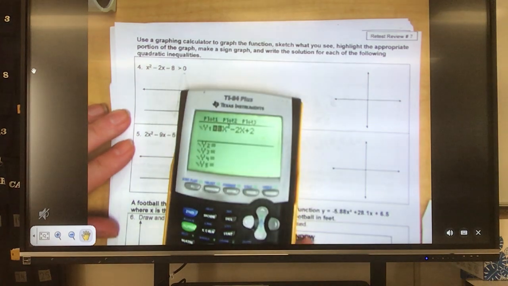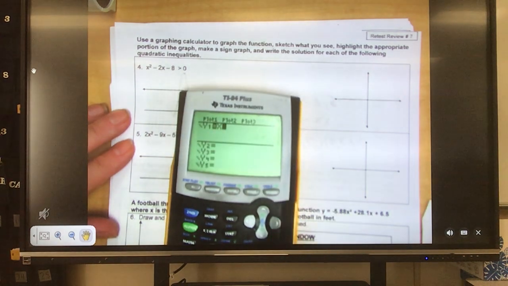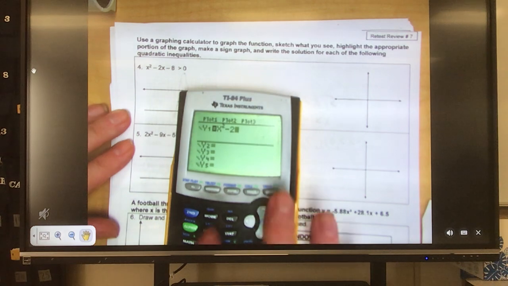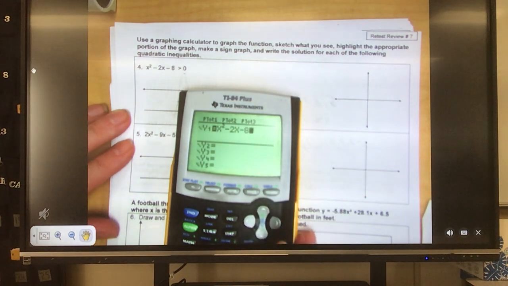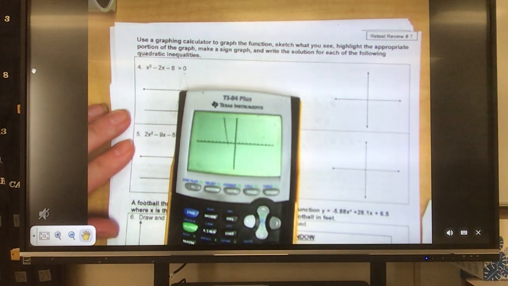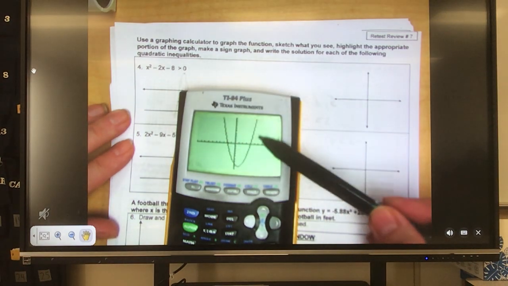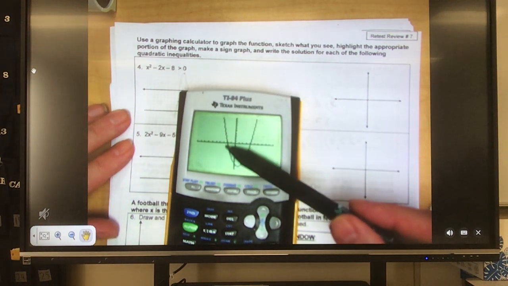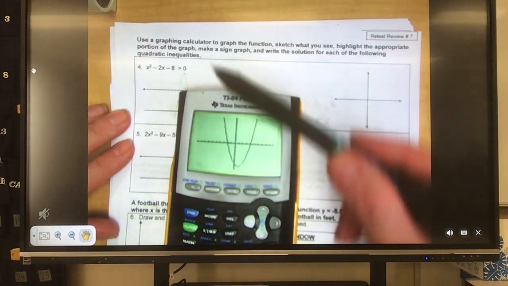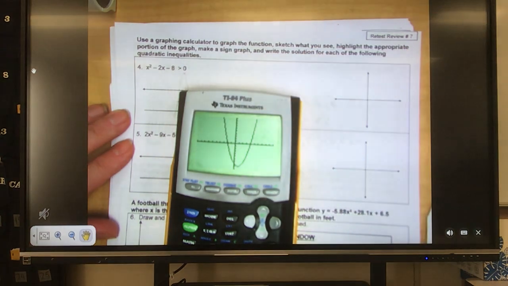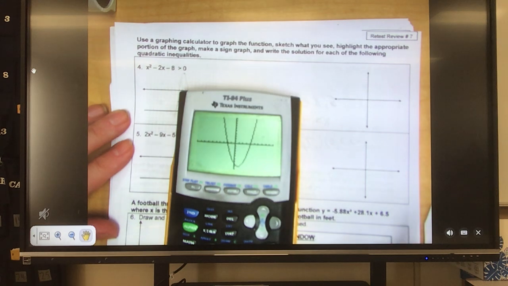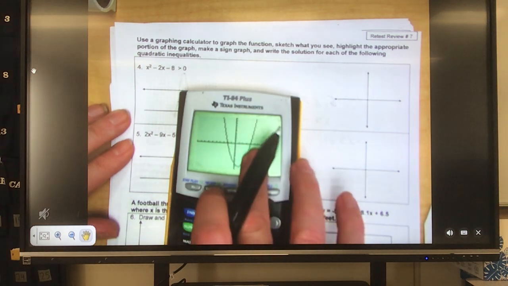So I crank up handy dandy Y equals, clear, x squared minus 2x minus 8, graph. I only care about what is above it. So these two antennas right there. This I don't want. Is it going to be open or closed circles? Open because it's not equal to. So I need these two zeros right there.